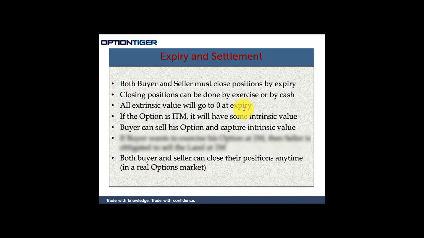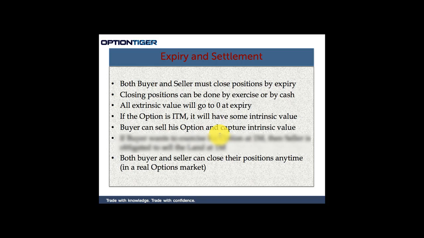If an option is in the money, it will have some intrinsic value. The buyer can sell this option and capture that intrinsic value. If the buyer wants to exercise their option to sell the stock at a certain price, then the seller is obligated to buy it. And both buyer and seller can close their positions at any time in a real options market.